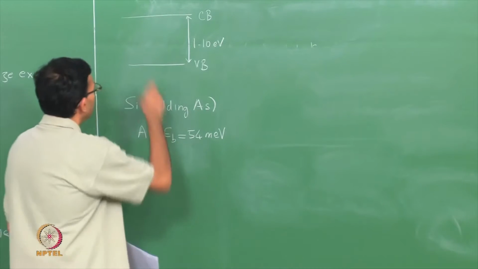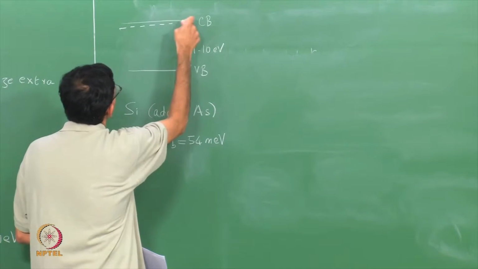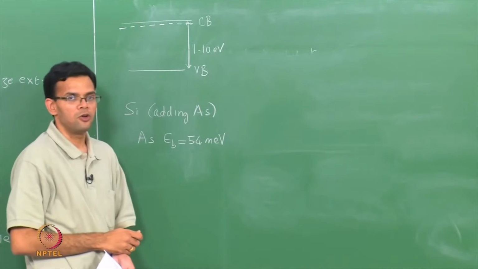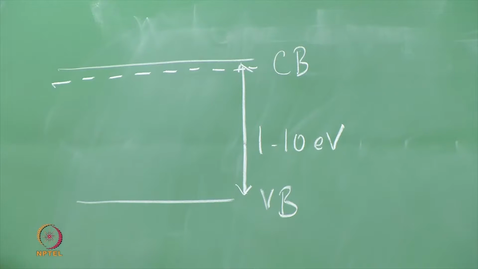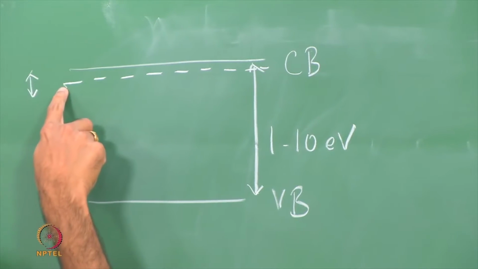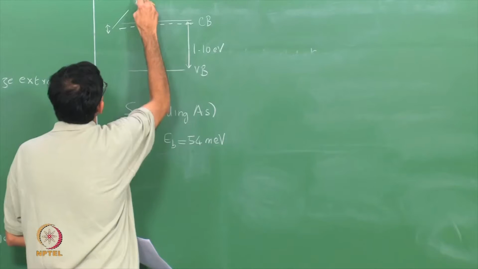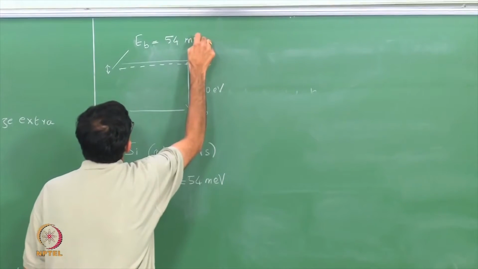band. If I were to depict this, I will show the arsenic in terms of dotted lines. The dotted line just tells you it is a localized state. You have individual arsenic atoms within the solid, and the difference between the arsenic level and the conduction band is nothing but EB, which is 54 milli eV.